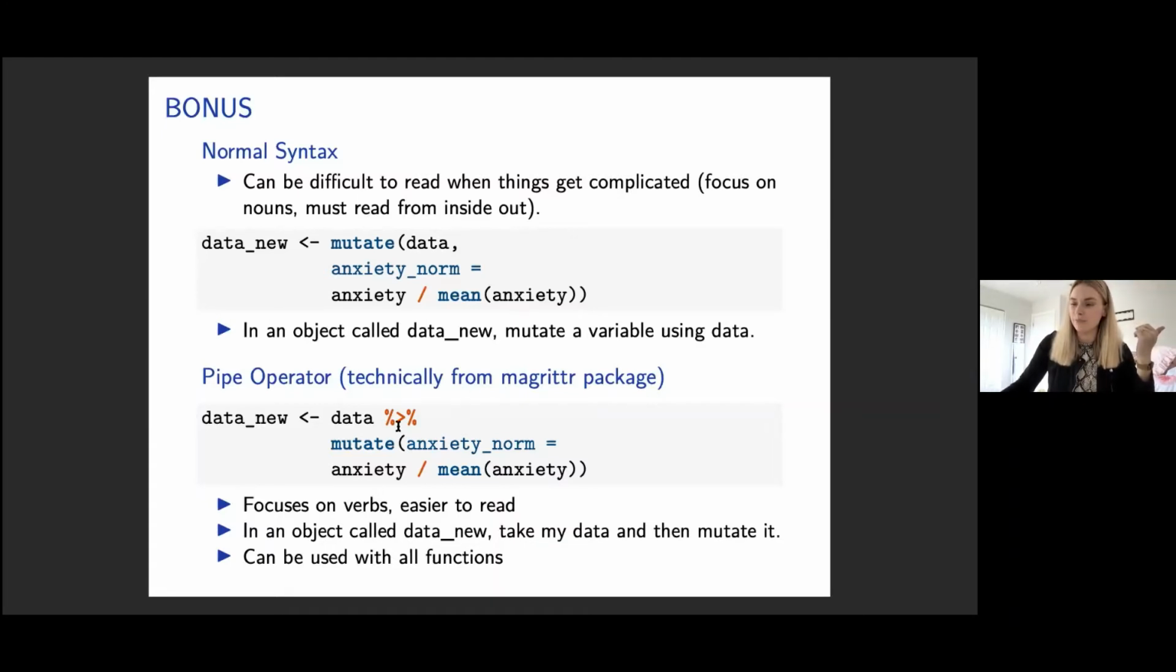It looks like this, which is really weird at first. You're like, what is this %% thing? But it makes it really easy to read your code and make sense of it. It focuses on verbs, so it's more like the way we think and speak. You could think of this as, in an object called data new, take my data and then mutate it like this. So instead of having to know where I need to put my data into this function, you can say, take my data, do this, do this, do this, and you can nest those together too.